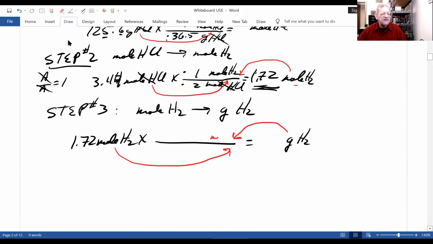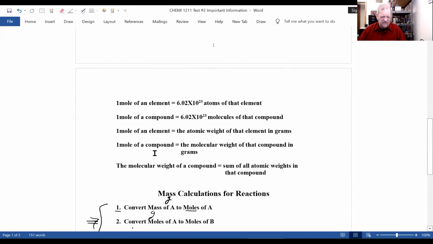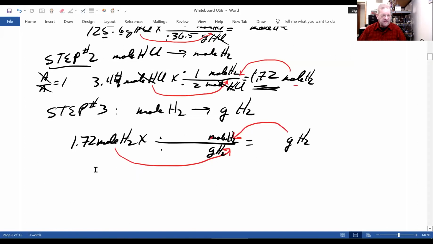Oops. And where do I get this relationship? You look at test number 2, important information, which I used to make students memorize, but I'm giving it to you. 1 mole of a compound equals the molecular weight of that compound in grams. The molecular weight of that compound equals the sum of all atomic weights. So what I need here is the atomic weight of hydrogen. That's the sum or the molecular weight of hydrogen gas. That's 2 hydrogens. The atomic weight of hydrogen is 1.01. And this is an exact number, so it would be 2.02.